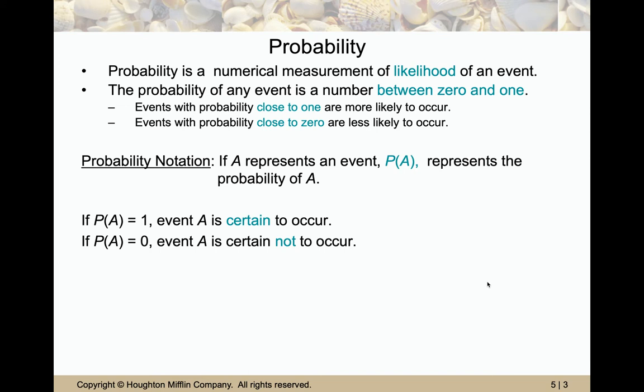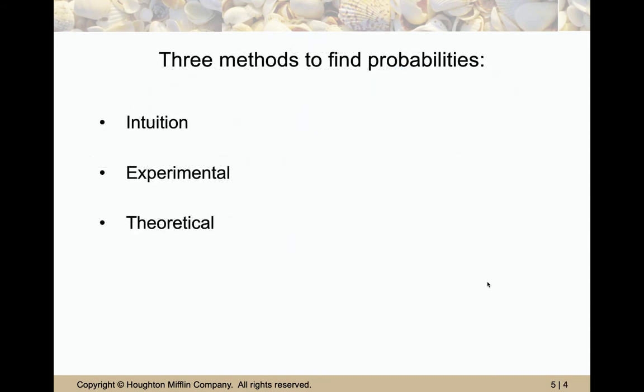So if we want to say the probability of event A, we use a capital P with parentheses and then a capital A. And so, as I was saying, if the probability of event A is 1, A has to occur, it's certain. And if the probability of an event is 0, then that event cannot occur. It's an impossibility. There are 3 basic methods people use to find probabilities. One is intuition, the other is experimental, and then the final is theoretical.